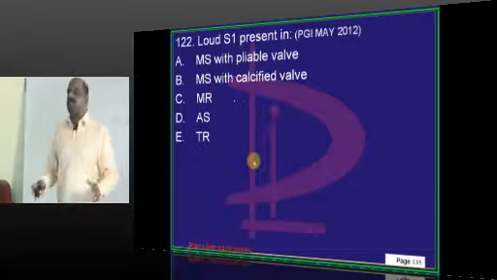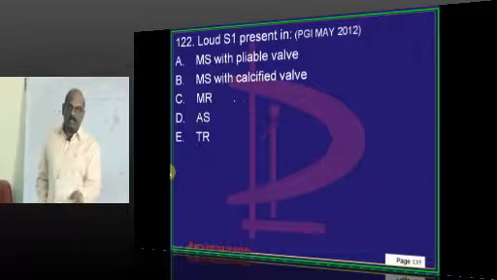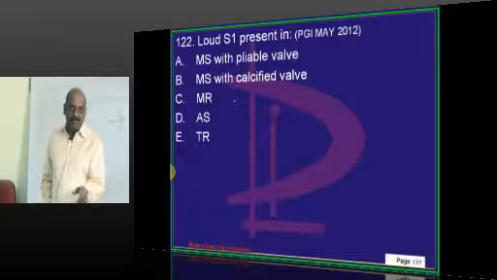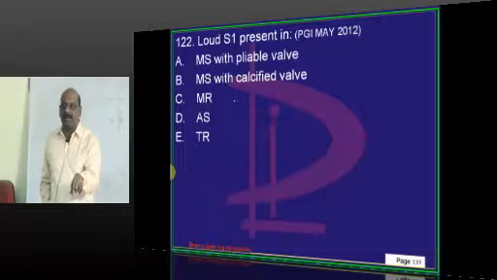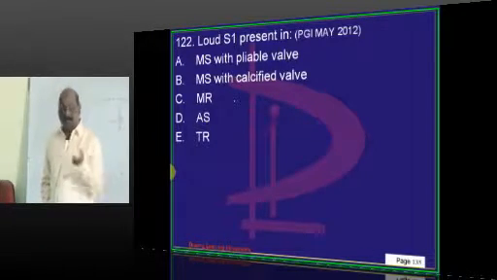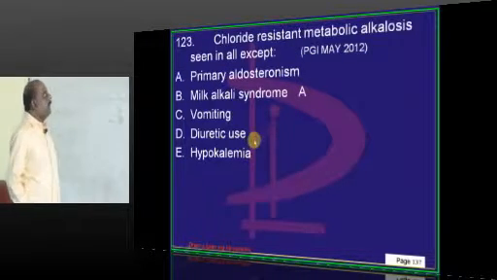Where do you see loud S1, doctor? Loud S1 occurs in mitral stenosis. But for the S1 to be loud, the valve must be pliable. There should not be any concomitant MR. It should be only pure mitral stenosis. Then only loud S1 will be an auscultatory finding.